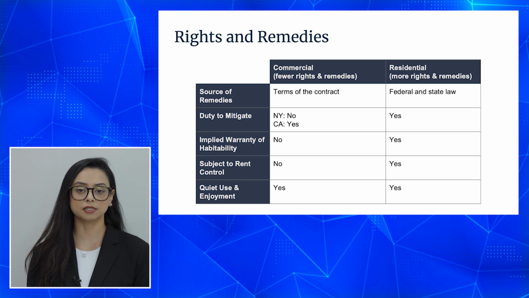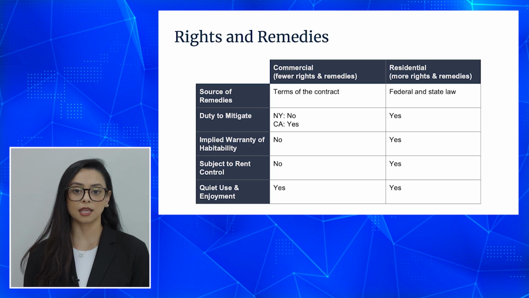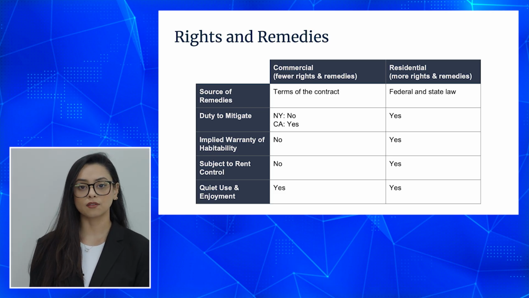Another key concept is the implied warranty of habitability. This applies only to residential leases and not commercial leases. It means that the landlord will maintain the property in a manner that is fit for living and habitable to a human. Some states have rent control and stabilization laws, such as New York.